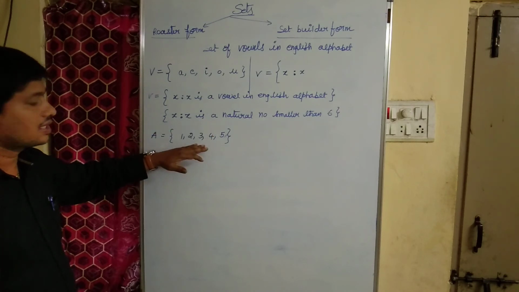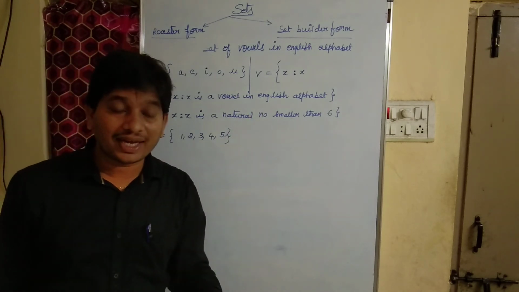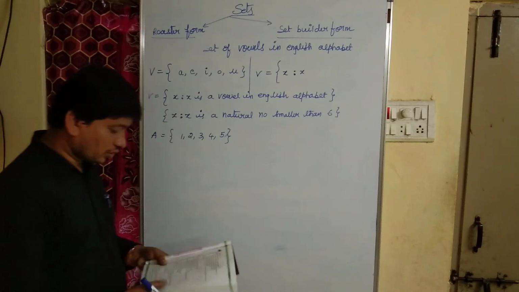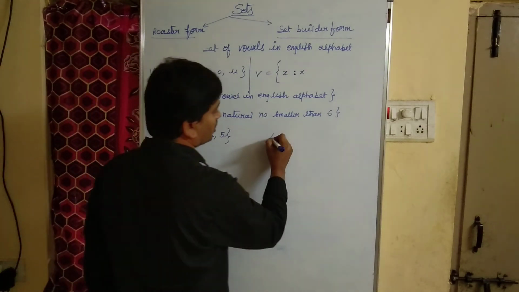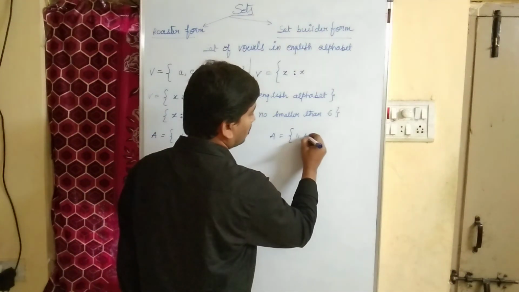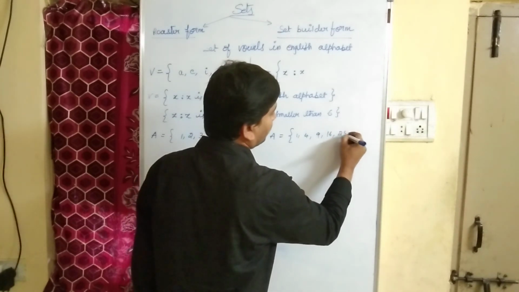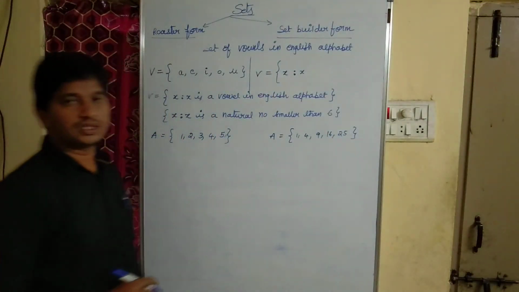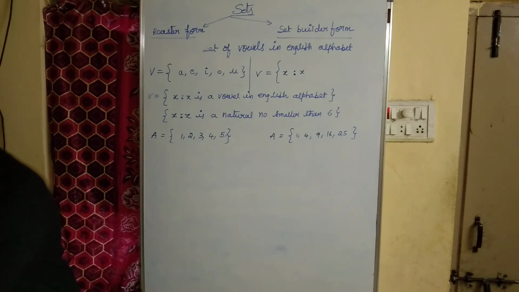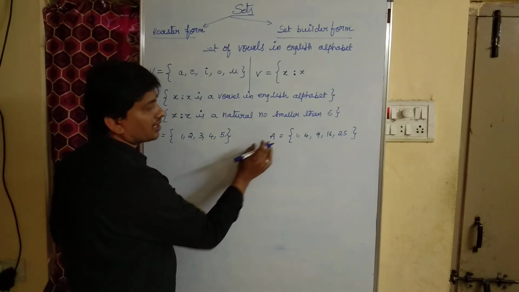We represented it in roster form. In roster form, elements are written within curly brackets and they are separated by commas. For example, my question is, let me represent set A equal to 1, 4, 9, 16, 25. This is the set A. How to write this set A in set builder form?